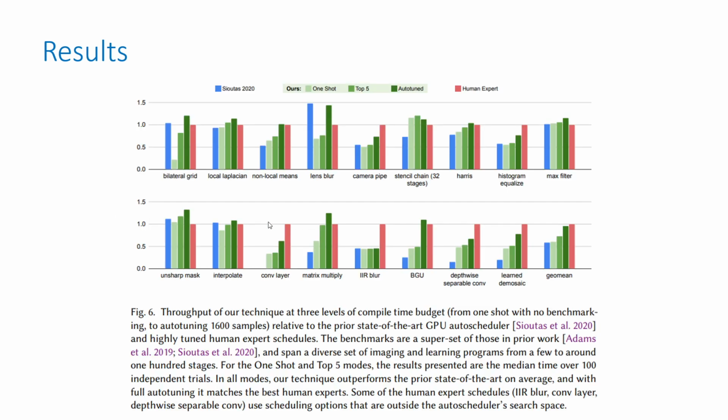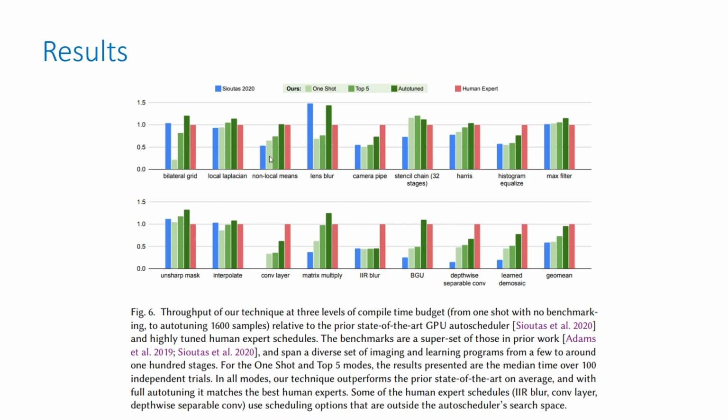Here are the performance results of the Anderson autoscheduler versus the CUTAS autoscheduler. So you can see that the one-shot, top 5 and autotune options were tried against the human expert, and everything is compared against the human expert. The human expert is the baseline, so that's why it has a value of 1. And you can see that CUTAS sometimes beats the human expert, but most of the time the human expert is better.